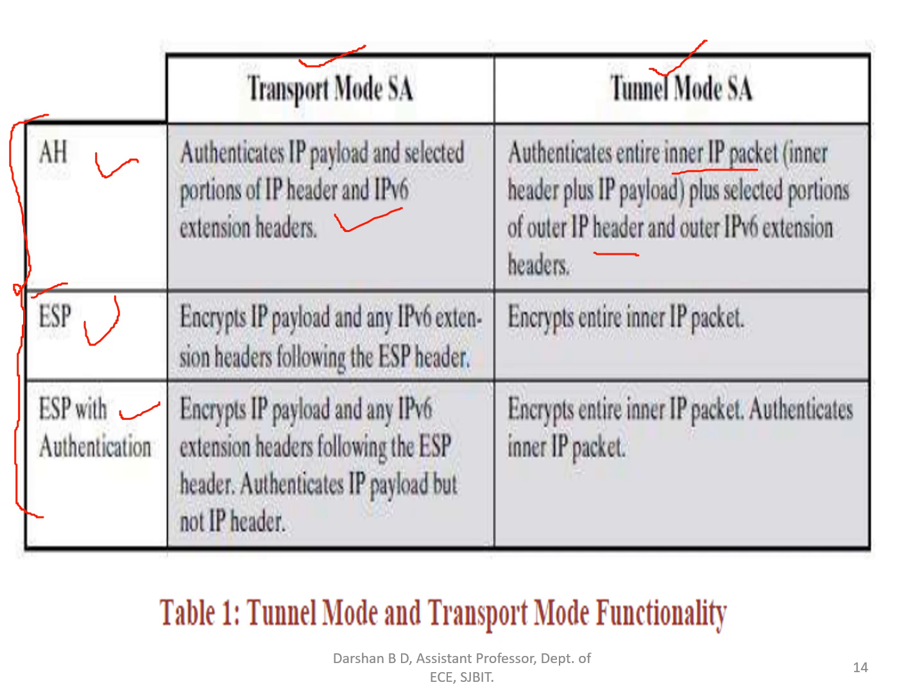In the tunnel mode security association, for ESP with authentication, it encrypts the entire inner IP packet and authenticates the inner IP packet. Both will happen. So it encrypts the inner IP packet and authenticates the inner IP packet. Both will happen in the tunnel mode security association.